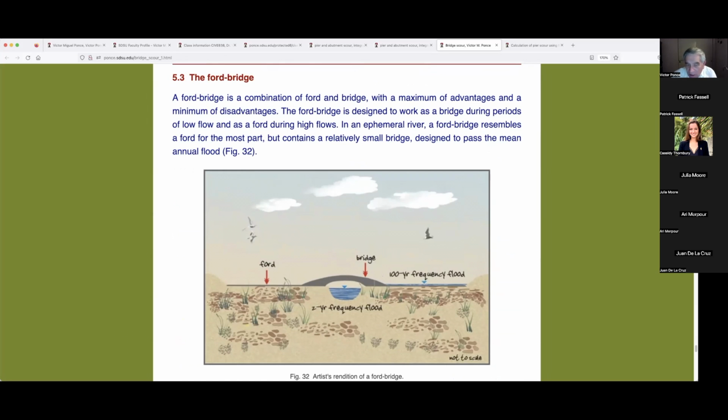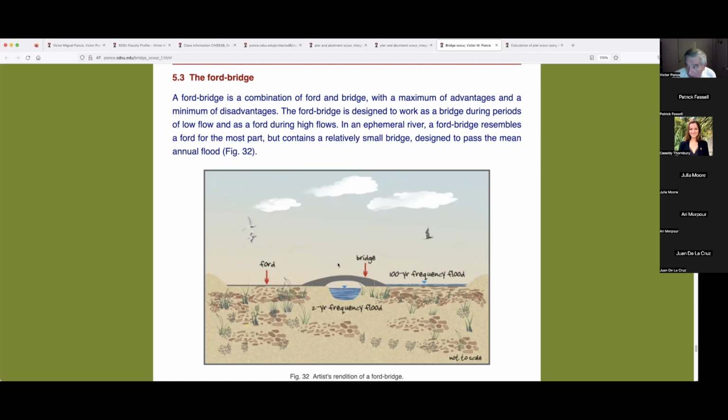There's not enough traffic in there. So what could be done is this: a bridge that will handle the 2-year flood frequency and operate it as a ford when you have the 100-year frequency or greater frequency than 100. So the ford's over here, the bridge over here. So this is what we call the Ford Bridge.